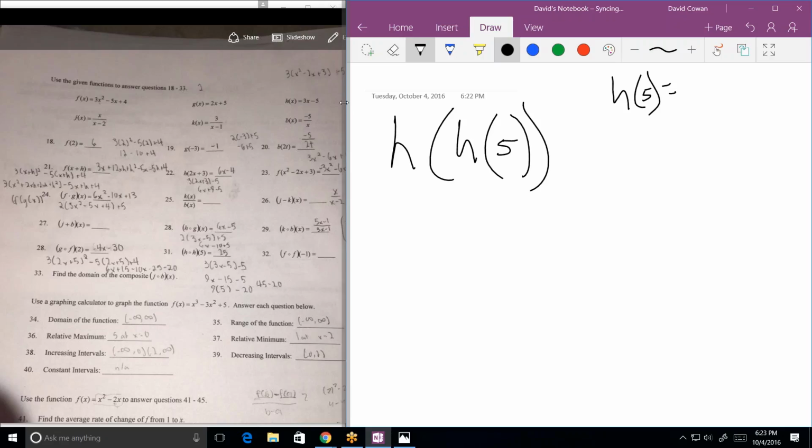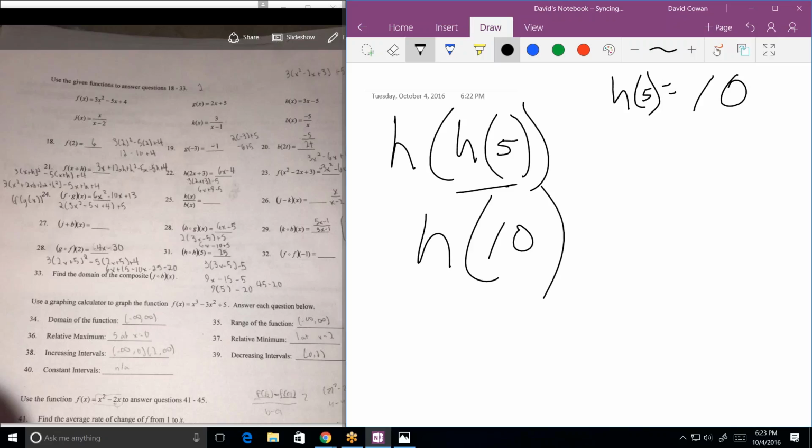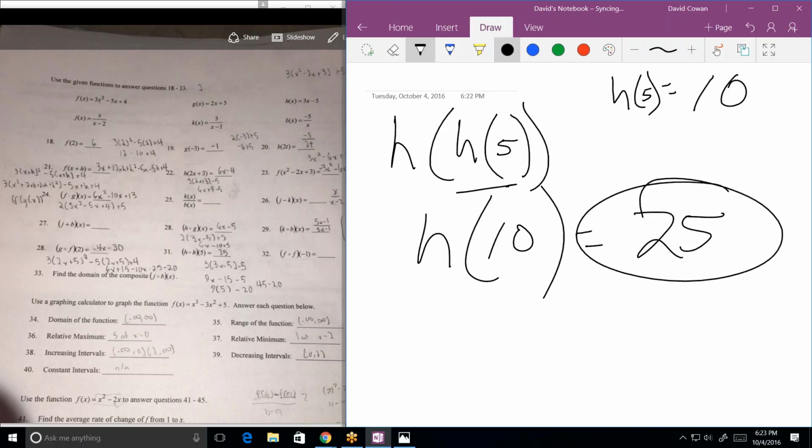Part of the key for doing these is to make sure you write it like that. Don't leave it as h circle h. It's not clear what that means, whereas this is perfectly clear. You can't do this wrong if you start from the inside. So start from the inside, figure out what h of 5 is. Go up to your h function. What's h of 5? 10. Okay. Now, that means what they really want is h of 10, right? So what's h of 10? 25. That's the answer. Okay. Those make sense.